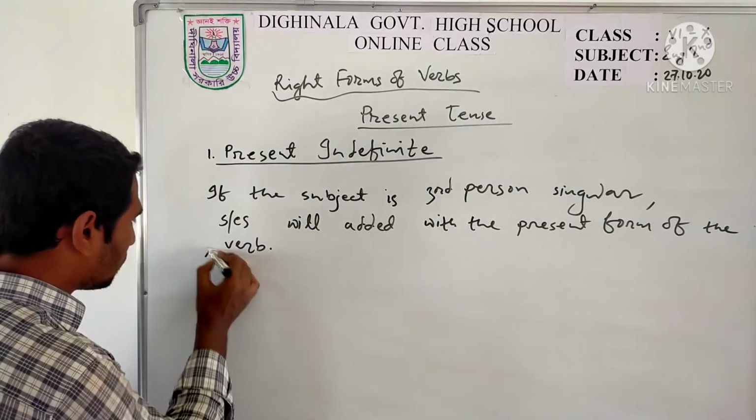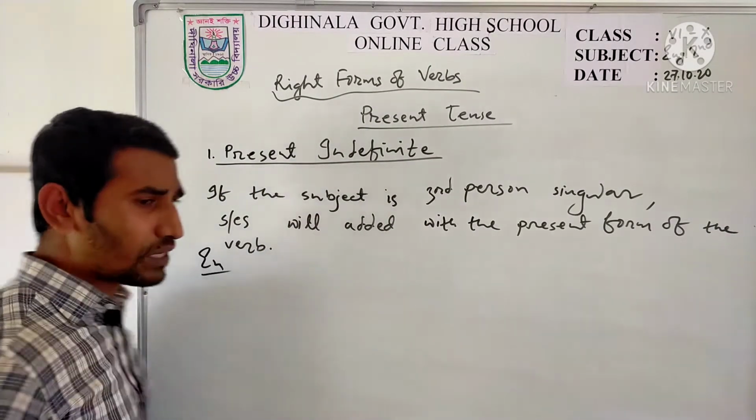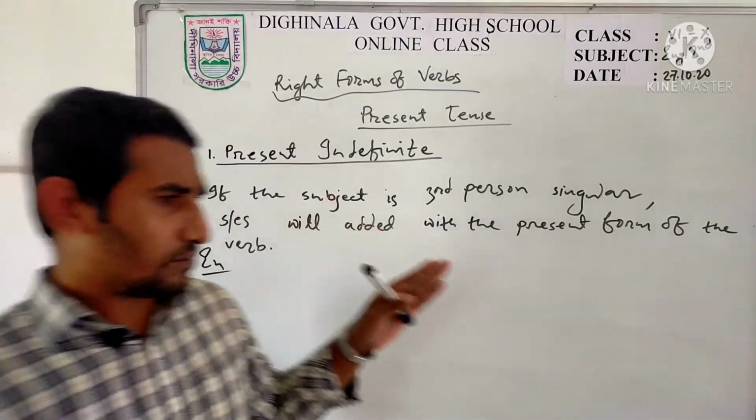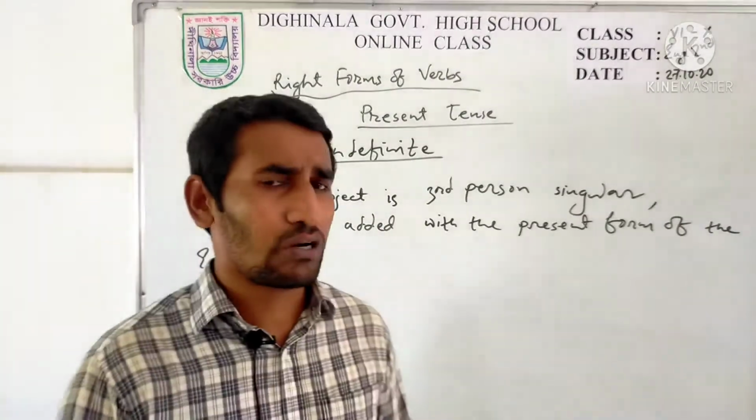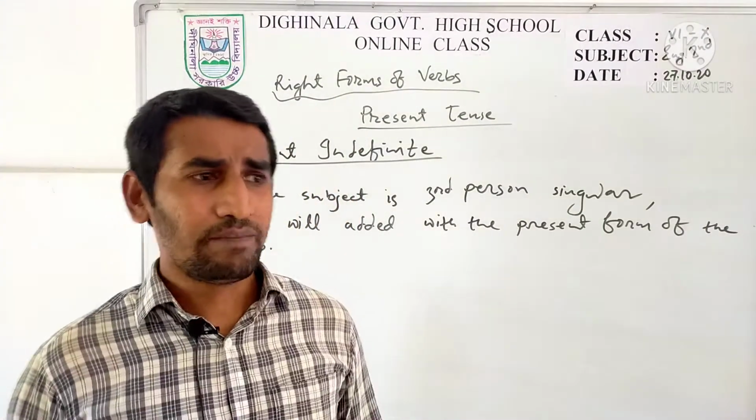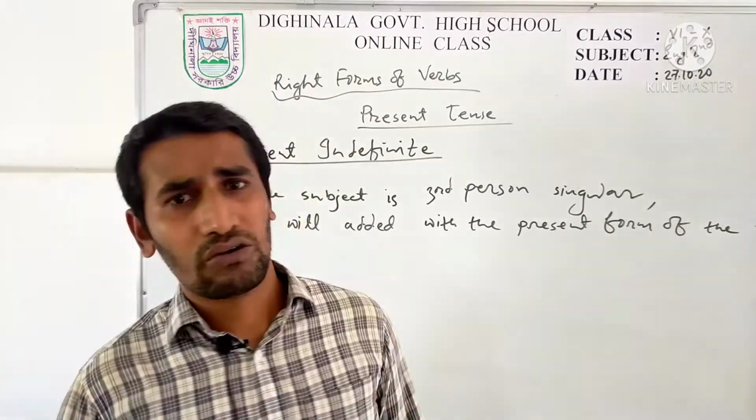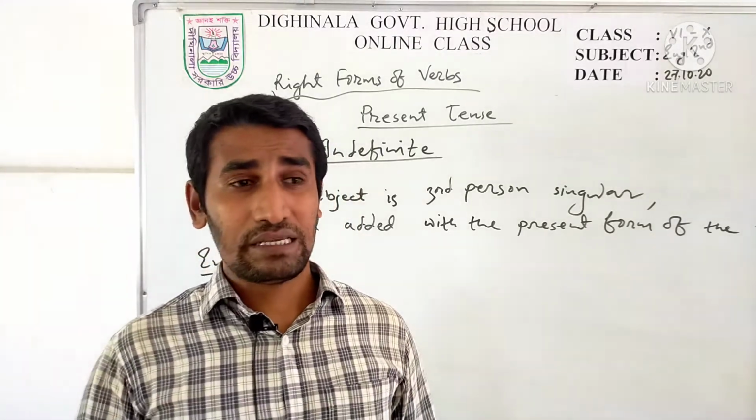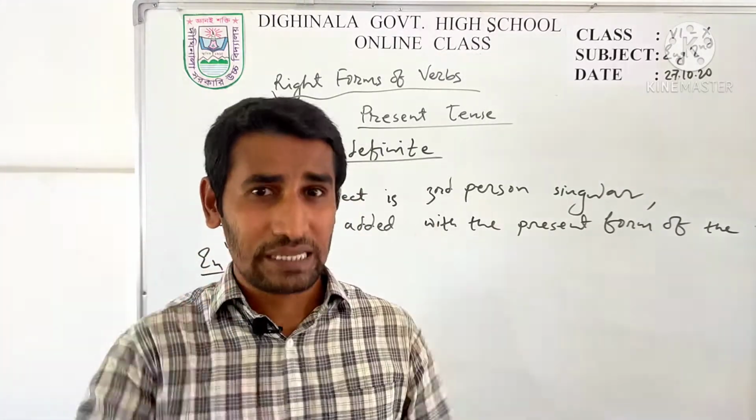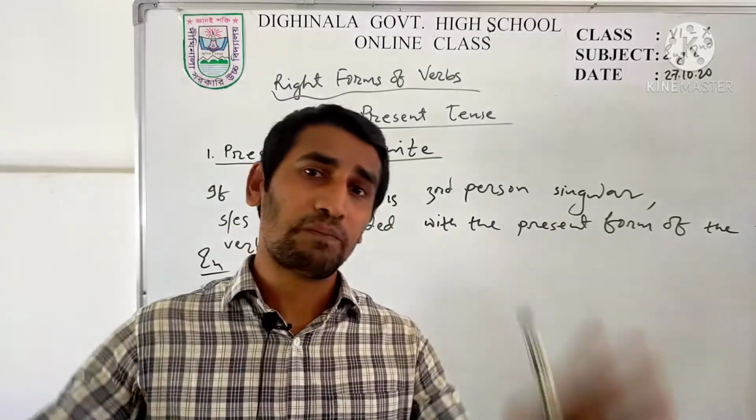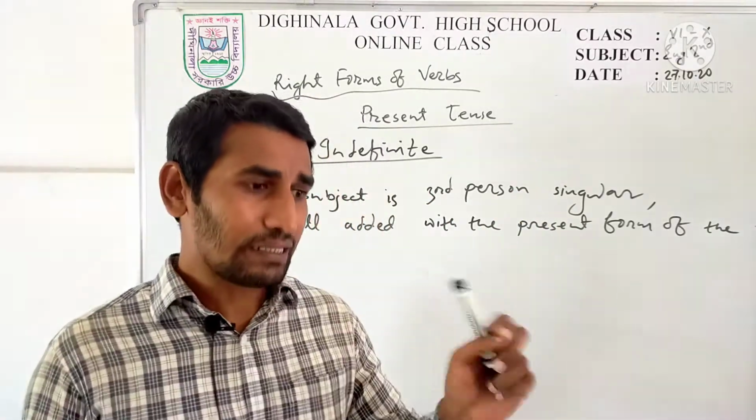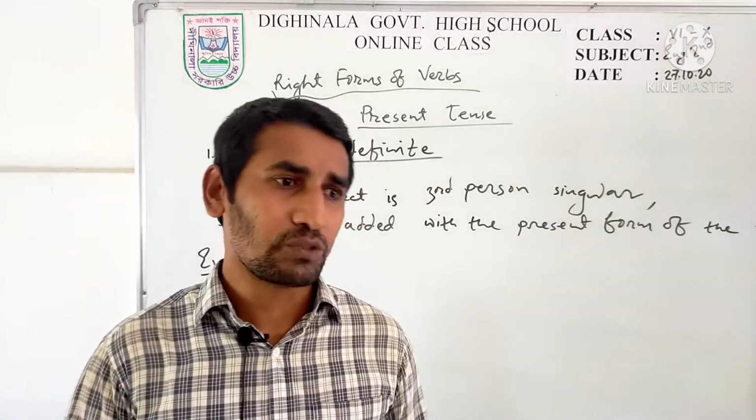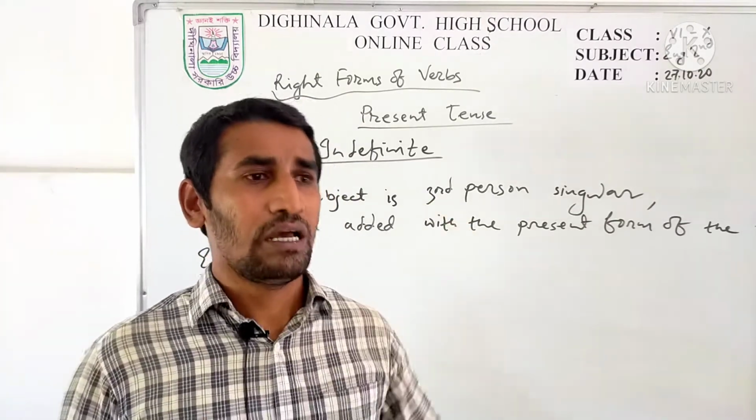Now come to the example. Before giving an example, I want to make you clear that if the sentence is a universal truth or habitual fact, or if there are adverbs like often, always, usually, generally, regularly, every day, every plus time, if you see these kinds of adverbs in any sentence, then obviously the verb form of those sentences will be present form. In that case you have to remember that if the subject is third person singular number, you have to put an s or es with the verb.